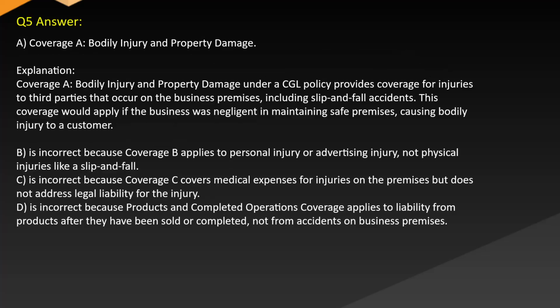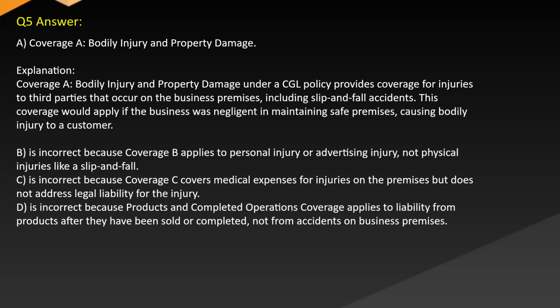Answer: A. Coverage A. Bodily injury and property damage. Explanation: Coverage A. Bodily injury and property damage under a CGL policy provides coverage for injuries to third parties that occur on the business premises, including slip and fall accidents. This coverage would apply if the business was negligent in maintaining safe premises, causing bodily injury to a customer.